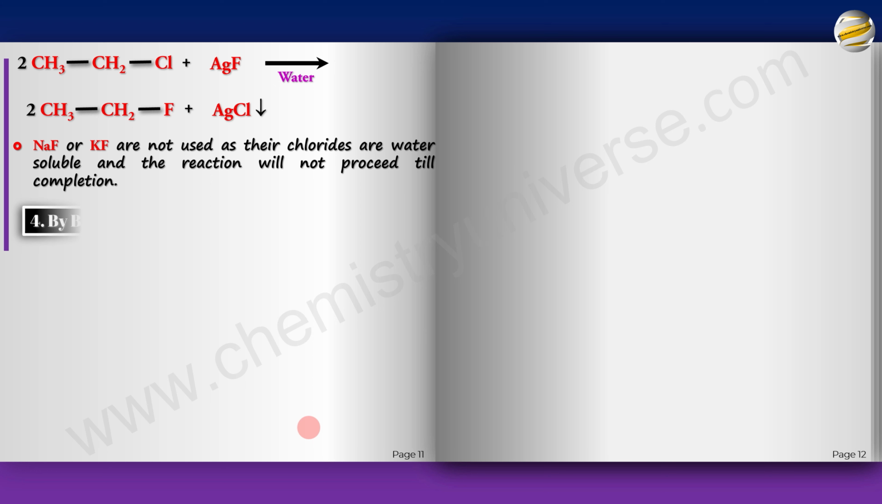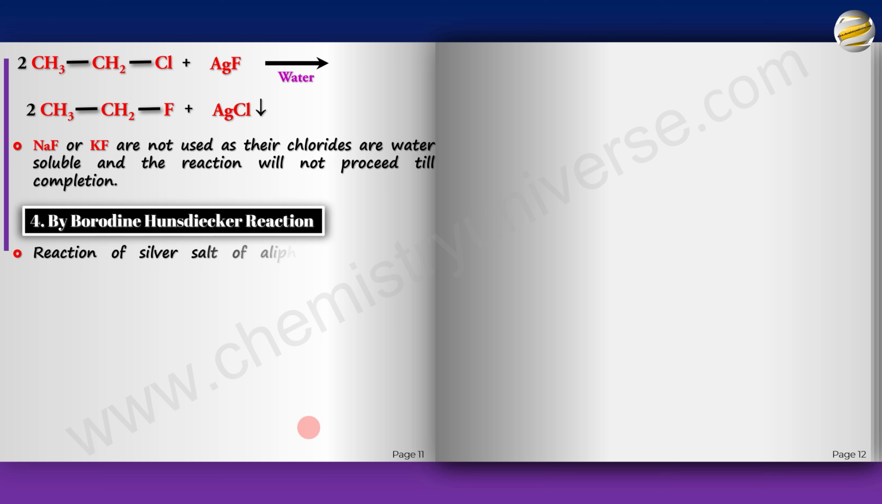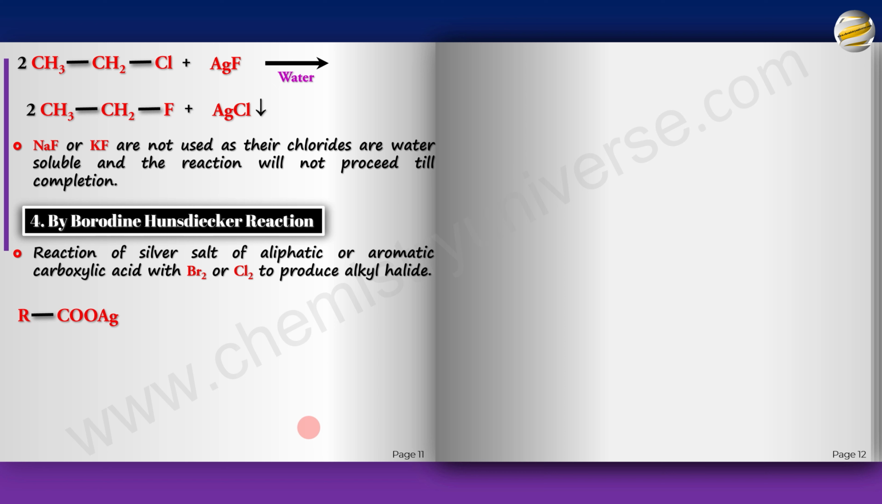The next is called the Borodine Hunsdiecker reaction, made by three people, Borodine and a husband-wife couple, Hunsdiecker. Now here what we do is we take the silver salt of an aliphatic or aromatic carboxylic acid with Br2 or Cl2 to produce alkyl halide. So the basic reaction is you have silver salt of carboxylic acid reacted with bromine. The solvent is a non-polar solvent, which sort of implies that it could be some kind of a free radical mechanism. And it gives you RBr and you have CO2 and AgBr.